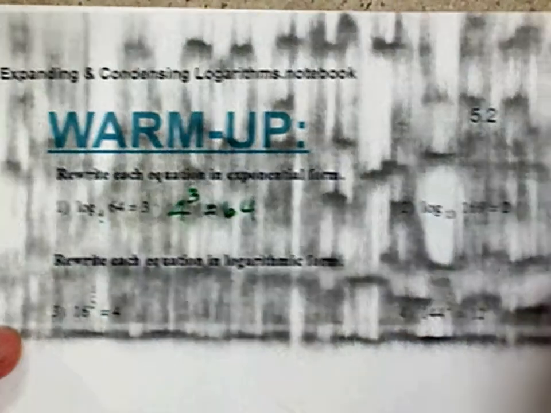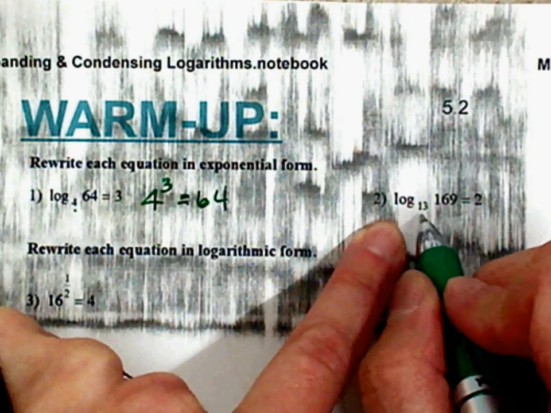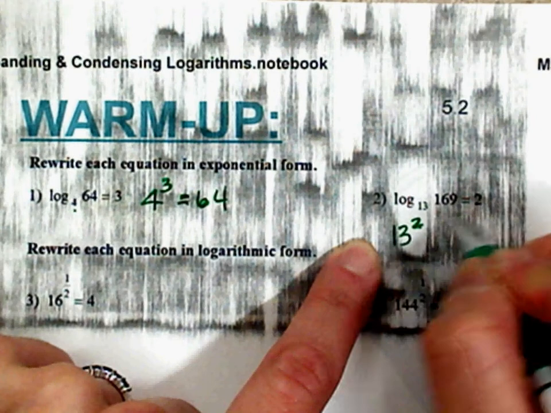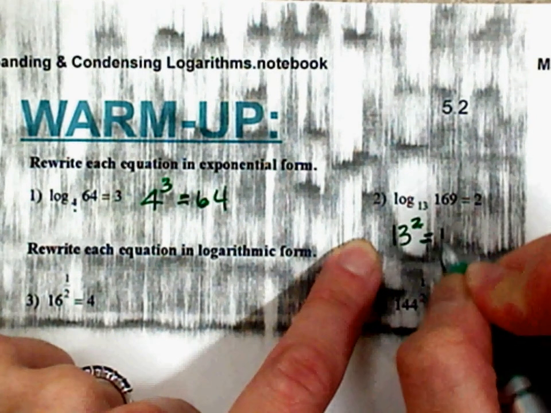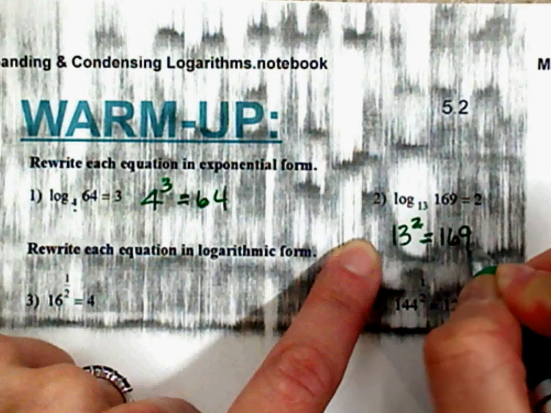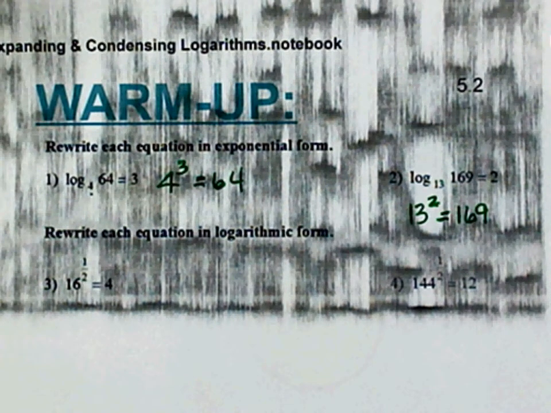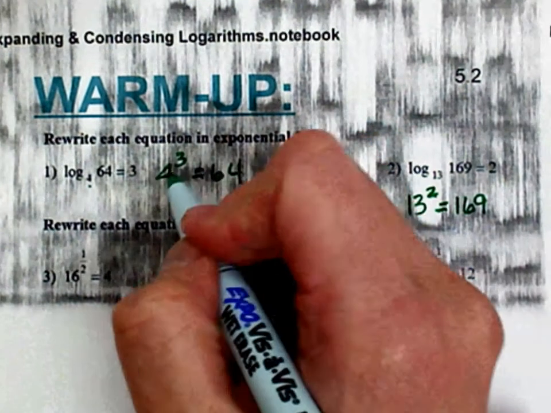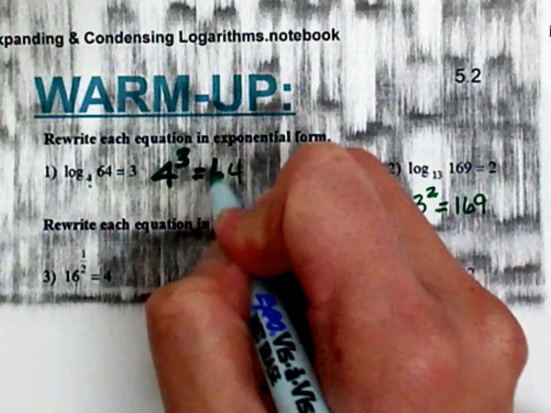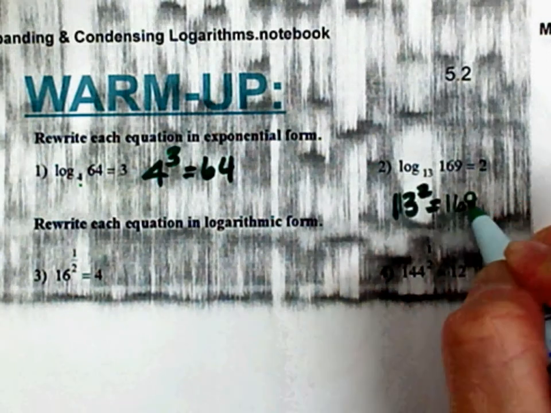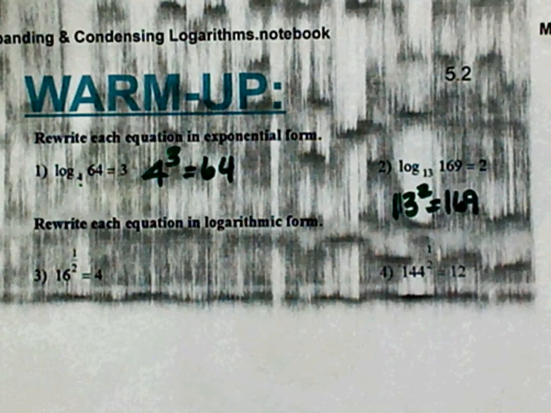All right. See how there's a log here? What's your base? This is your base. So base of 13, raised to the square, there's your x equals 169. Okay. So there you have that. Let's see if I can do a different color. Four to the third power equals 64. Can you guys see that better? 13 squared is equal to 169. Just like that. All right.